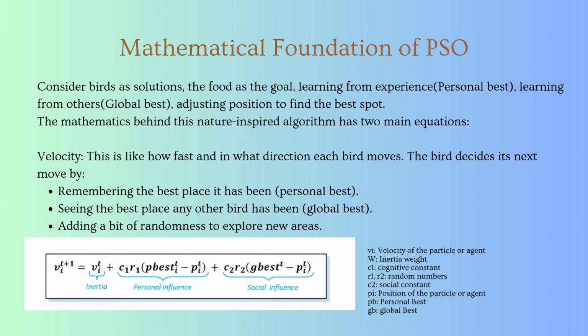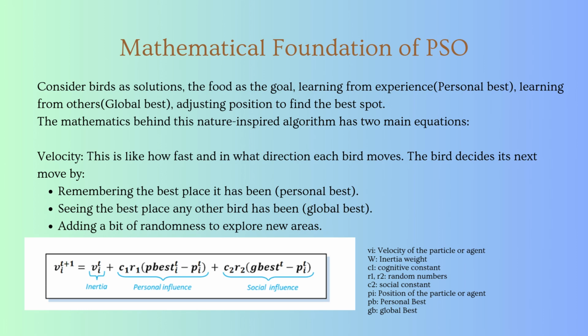It is really very important to understand the mathematical foundation behind a particular algorithm. Let us understand some terms to define the mathematics behind this nature-inspired algorithm, which has two main equations, velocity and position. I may sound technical, but let's understand it in the context of birds, as it is inspired by the social behavior of birds. Consider birds as solutions, the food as the goal, learning from experience as personal best, and learning from others as global best.